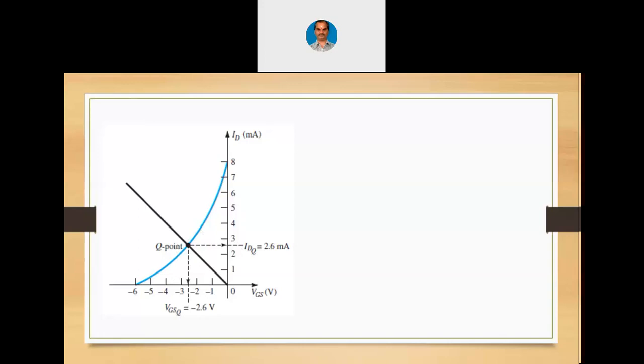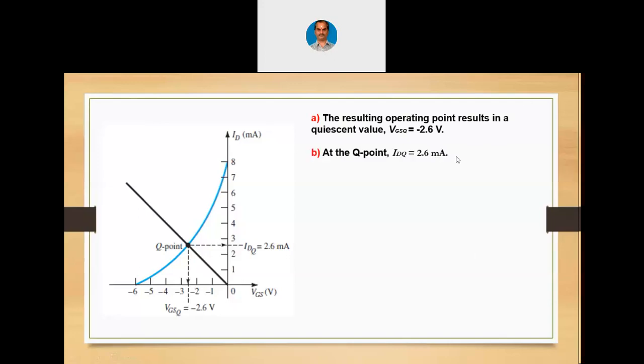So we get both VGSQ and IDQ the same, because RS is 1 kilo ohms now, due to which we get this Q point in this manner. Now we got this ID, we can substitute the value of ID in all other expressions for getting VDS. So the resulting operating point results in a quiescent value VGSQ equals minus 2.6 volts. So at the Q point, IDQ is 2.6 milliamperes.